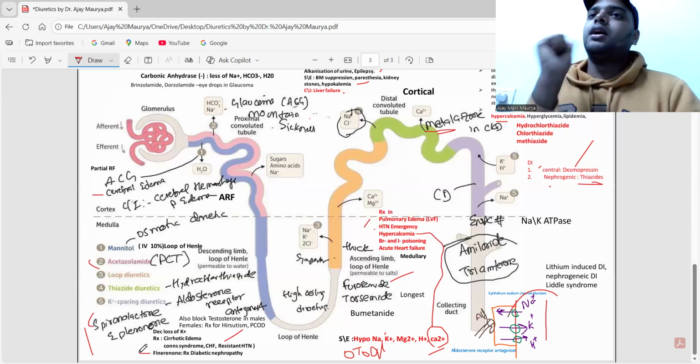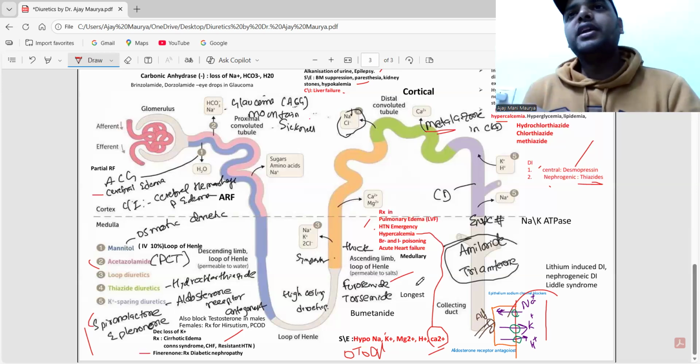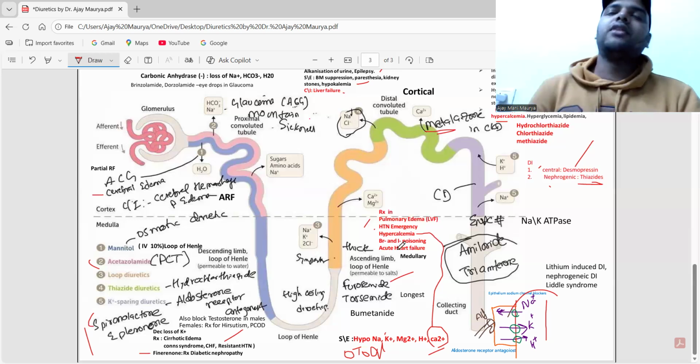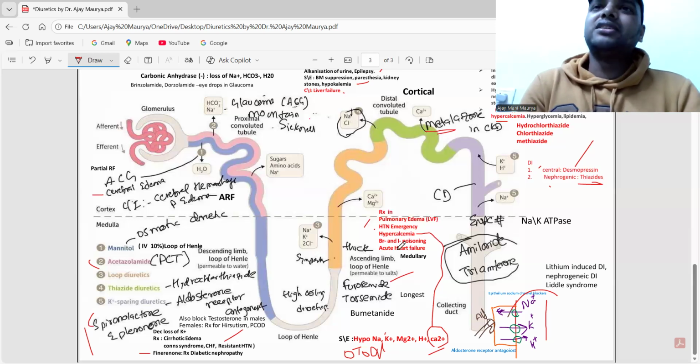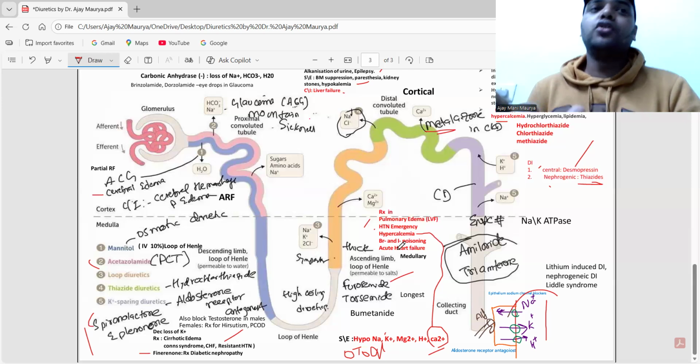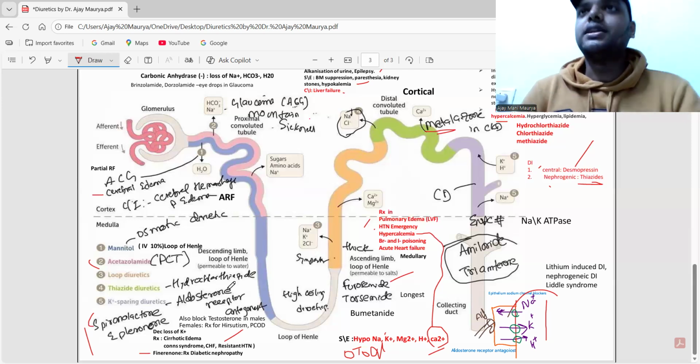Okay, done. Coming to the ENaC blockers, the examples are amiloride and triamterene. Just remember the mnemonic SEAT. S for spironolactone, E for eplerenone, A for amiloride, T for triamterene. This is how to remember the potassium sparing diuretics examples. But you have to know which are the ENaC blockers and which are the aldosterone receptor antagonists.